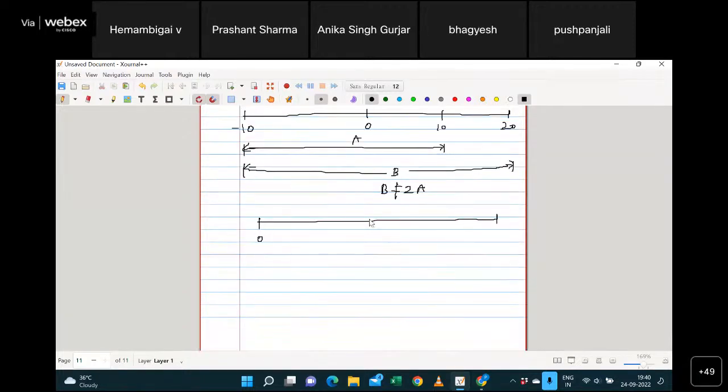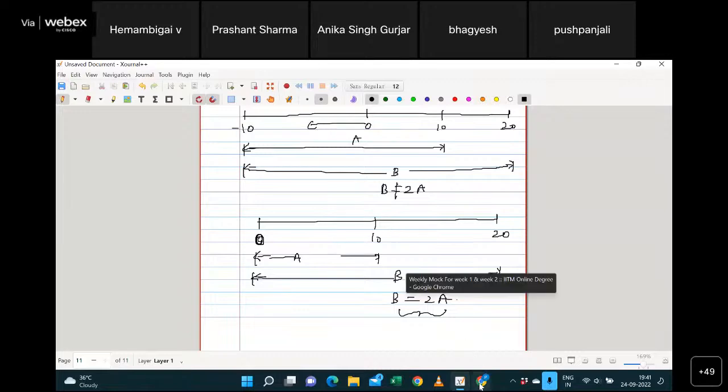Suppose 0 is there, 10 is there, 20 is there, right? Suppose the distance between this and this is A, and the distance between this and this is B. Then I can say B is 2 times A. Here ratio comparison makes sense, right? What is the thing? Because there is absolute zero. If there is an absence of absolute zero, then it will go below the zero, and it will be the interval scale. Is it clear now?